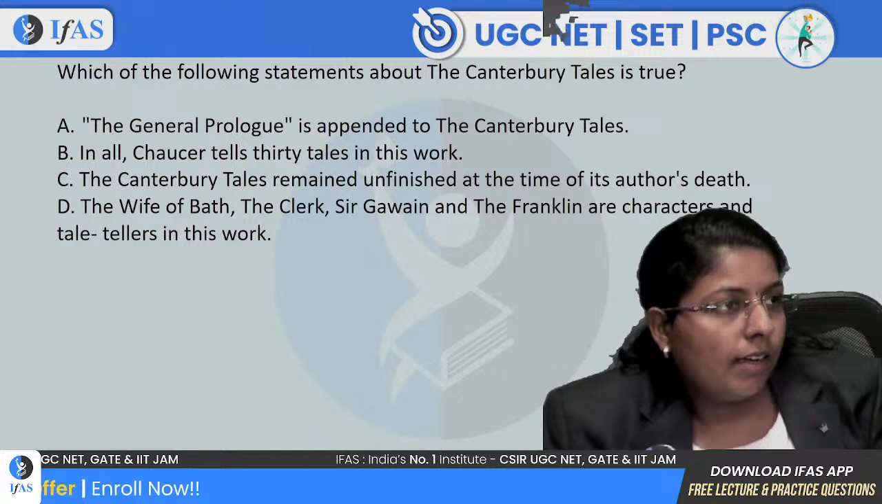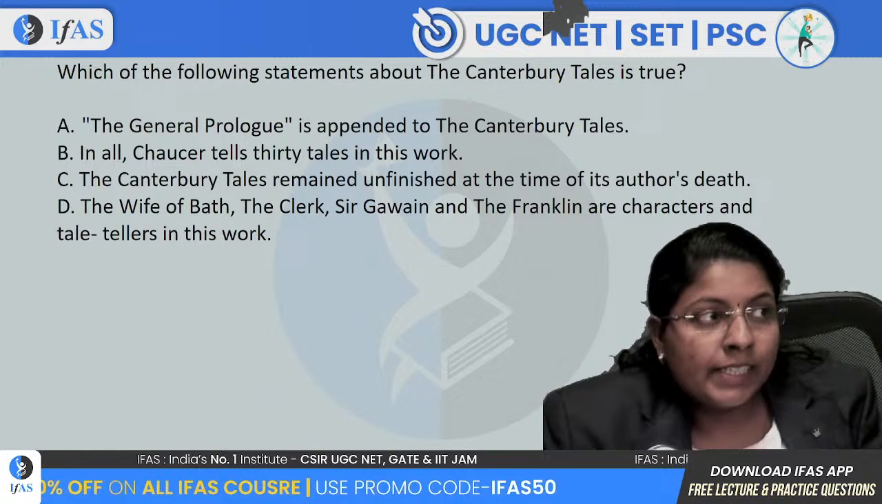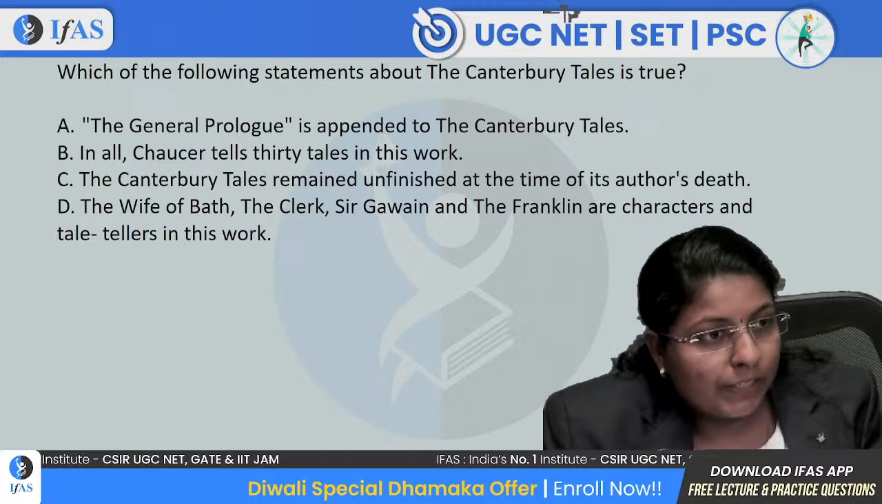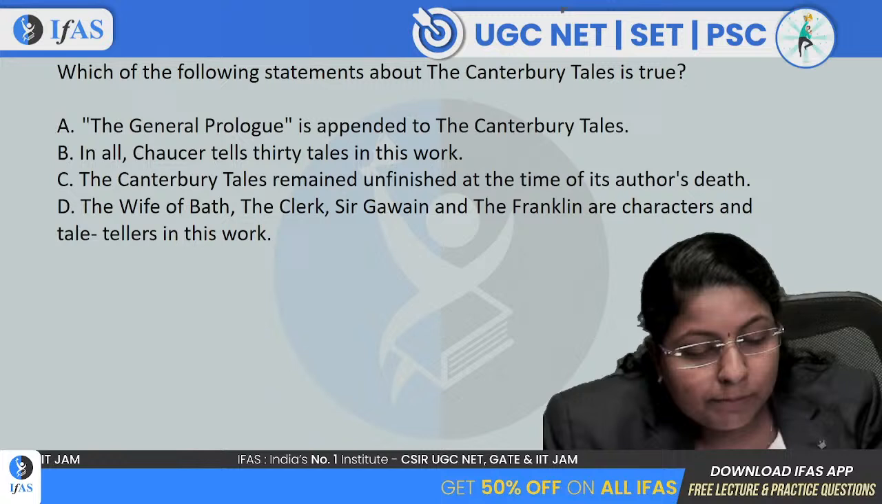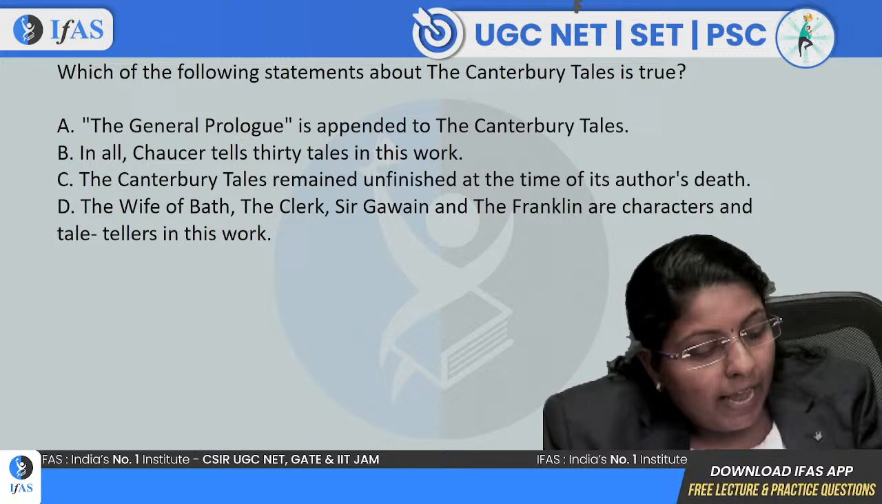All right. So moving towards the next question. Next question is here for you, my dear ones. Which of the following statements about the Canterbury Tales is true? The General Prologue is appended to the Canterbury Tales; or in all, Chaucer tells 30 tales in this work; or the Canterbury Tales remained unfinished at the time of its author's death; or the Wife of Bath, the Clerk, Sir Gawain and Franklin are characters and tale tellers in this work.